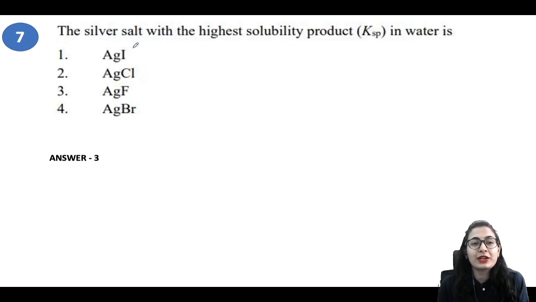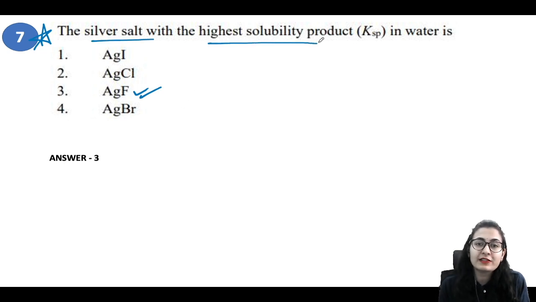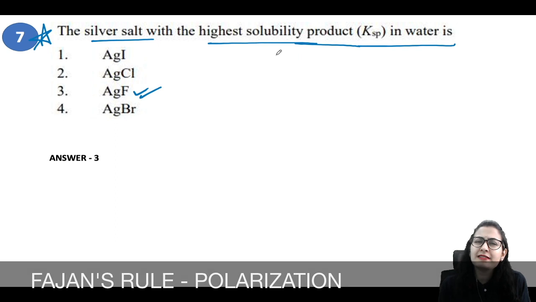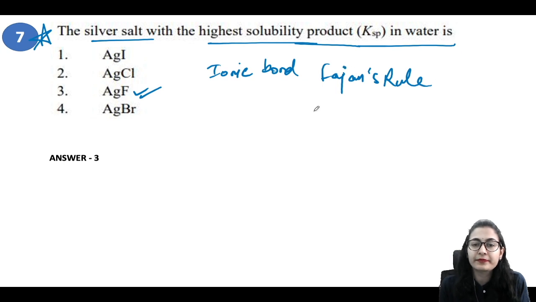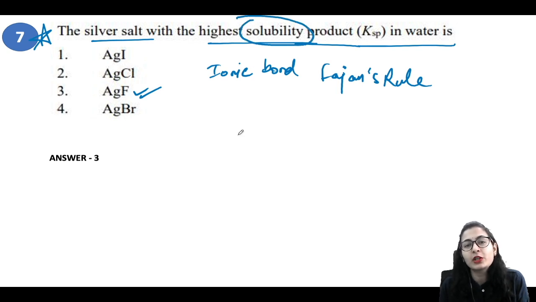Next very important question. I have just explained this in my plus classes that why AgF is the answer to this question. See, the silver salt with the highest solubility product in water is. Where is this question coming from? This is coming from ionic bond in chemical bonding topic, and you must know Fajan's rule for this. What does the Fajan's rule say? Fajan's rule, see, the sorry, the solubility of any particular molecule or any ionic compound depends on two things.